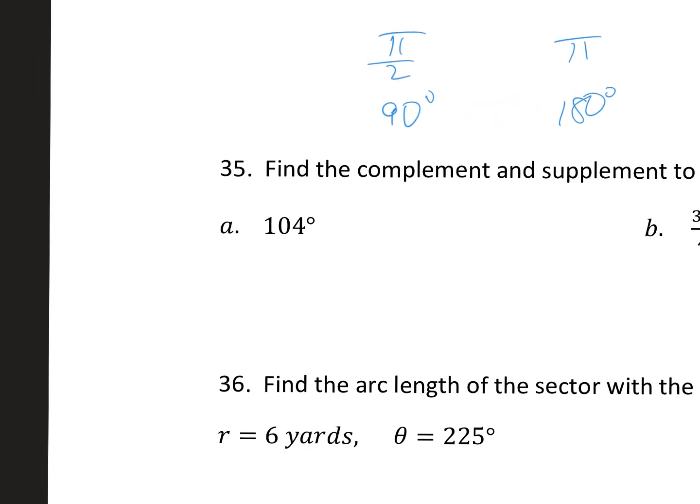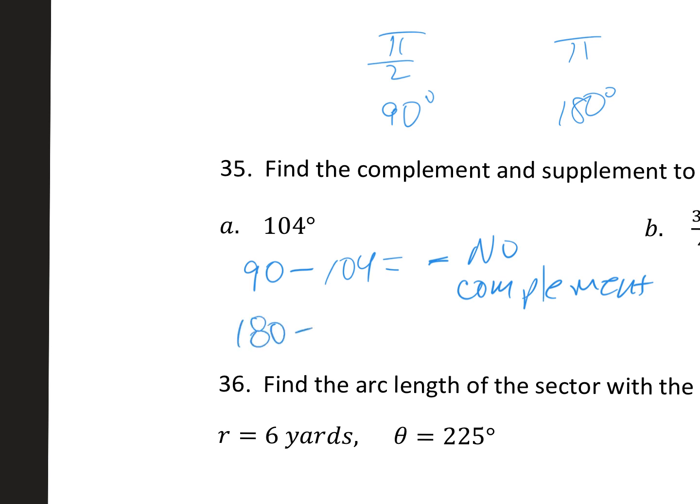So if I say 90 minus 104, what happens here? I get a negative. That means you have no complement. It's not 104 minus 90. You have to put the 90 or the 180 first. So in this case, I would say 180 minus 104. And what would the supplement be? 76 degrees. Okay, remember, you will have a calculator.